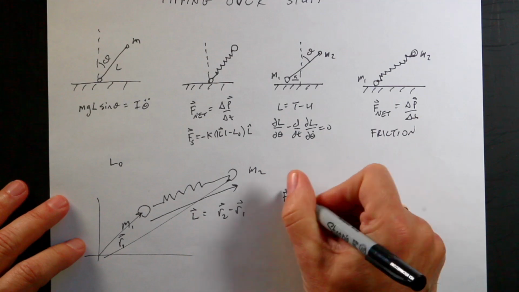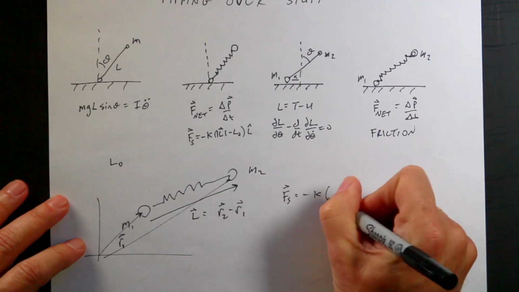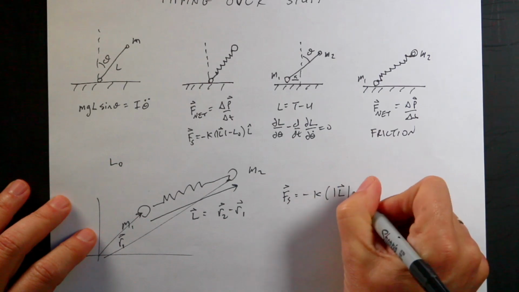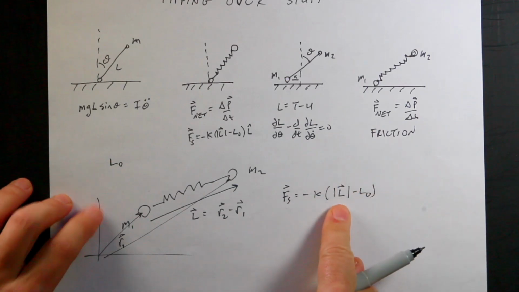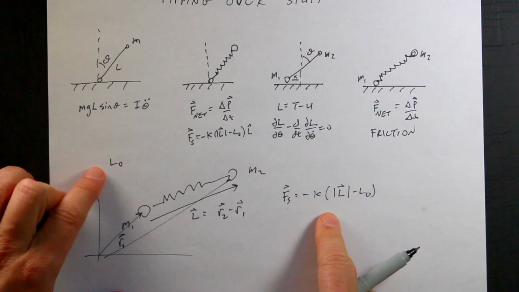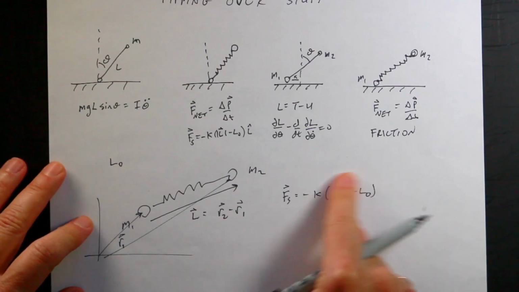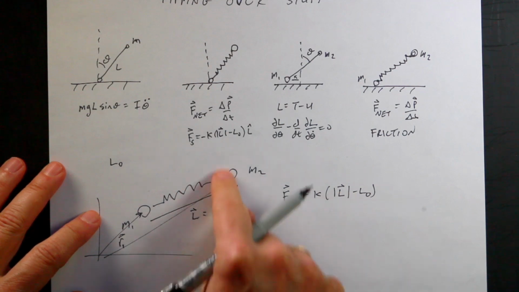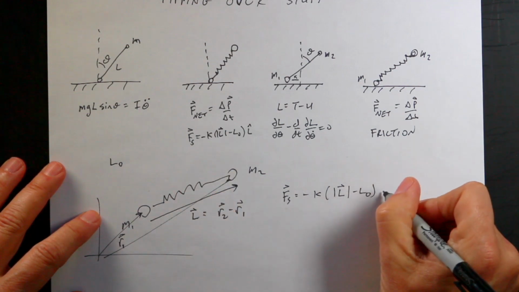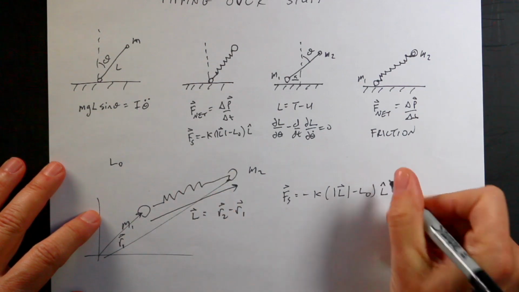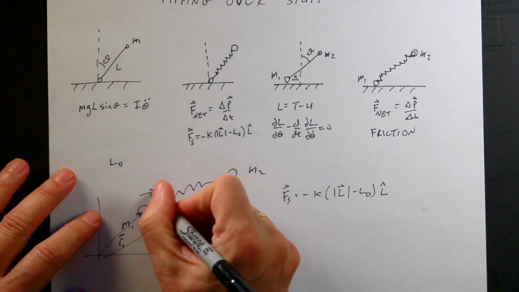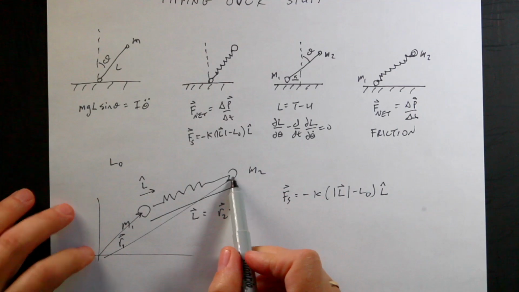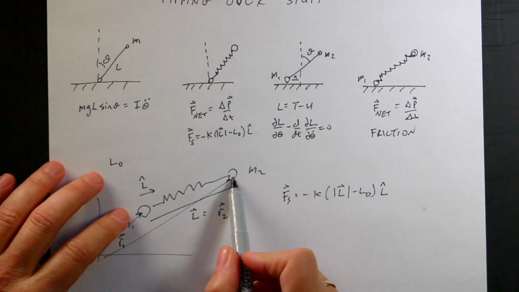Fs vector is negative k times the amount it's stretched or compressed. So I'm going to write that as the magnitude of L minus L0. I can't do L minus L0 because L is a vector. But then this is going to be just a scalar value, and I want a vector value because this is going to change directions. So I need to multiply this by L hat, where it's just a unit vector in the direction of L.